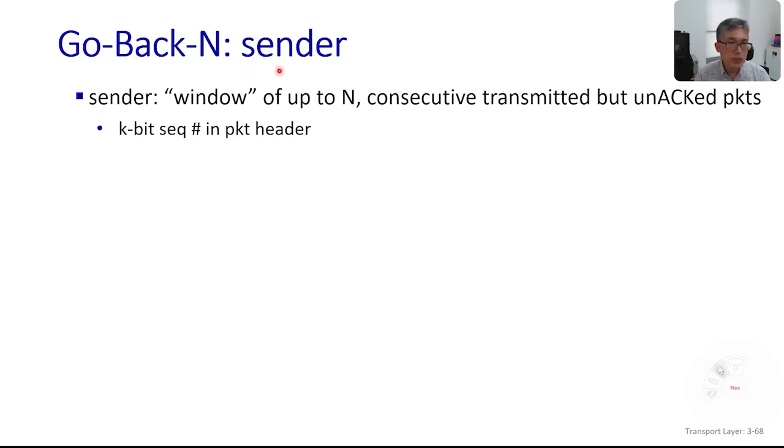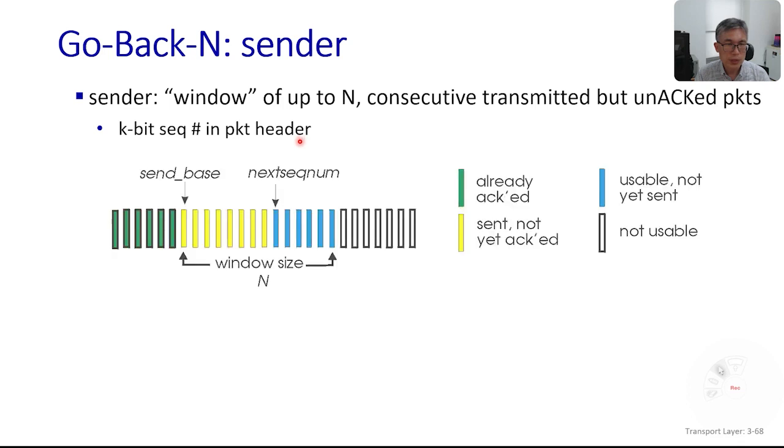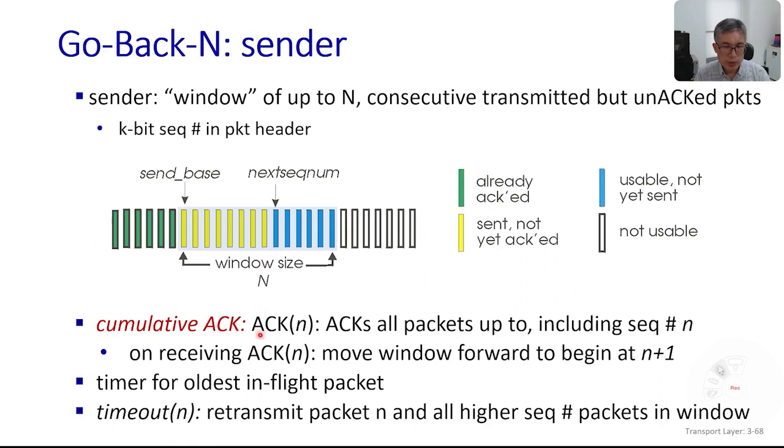In the Go-Back-N case, the sender has a window of up to N consecutive transmitted but unacknowledged packets. A k-bit sequence number is used in the packet header. This is a sliding window, so the window size bounds how many packets can be delivered. Send base is the oldest transmitted packet not yet acknowledged. The blue one is the next sequence number to be used if the upper layer gives a packet, which is then generated and delivered. This part is not usable, and the green one is already acknowledged. So a cumulative ACK is used: acknowledge N received means all packets up to N have been received. In that case, we move the window forward.